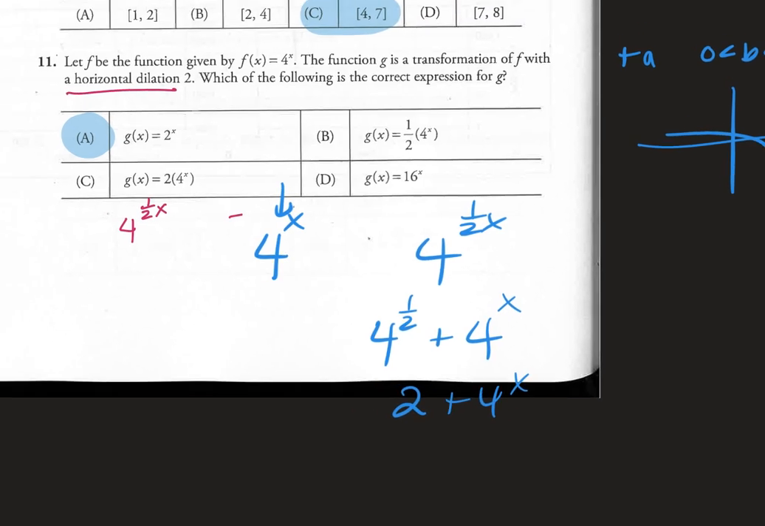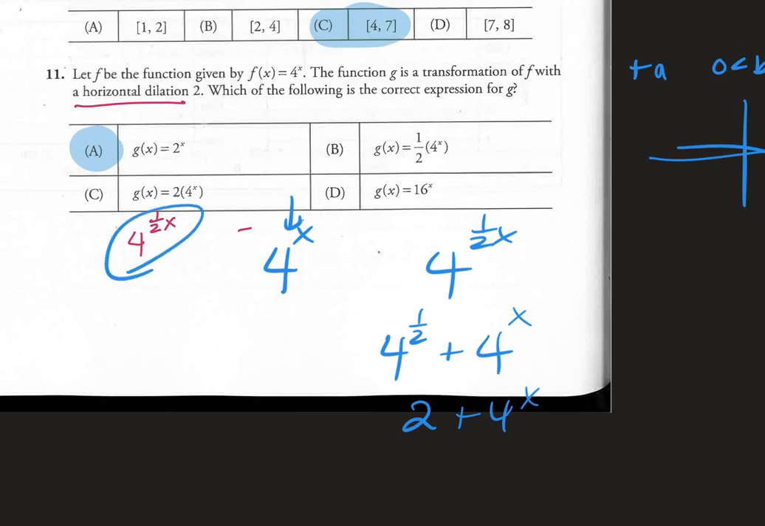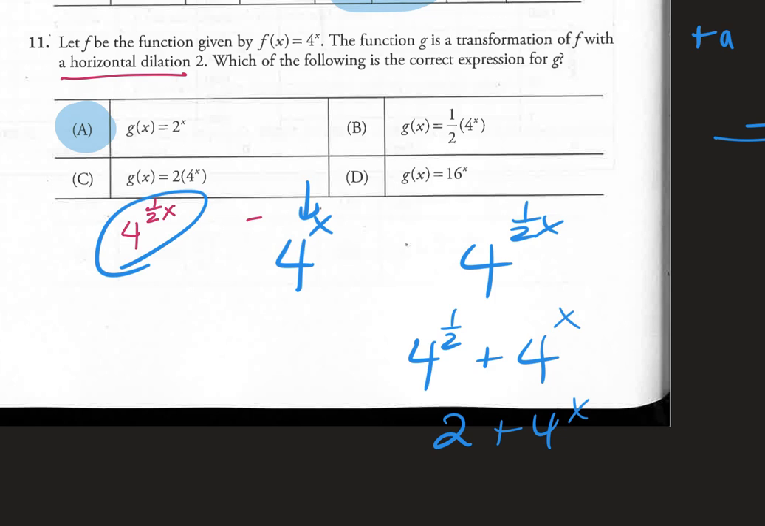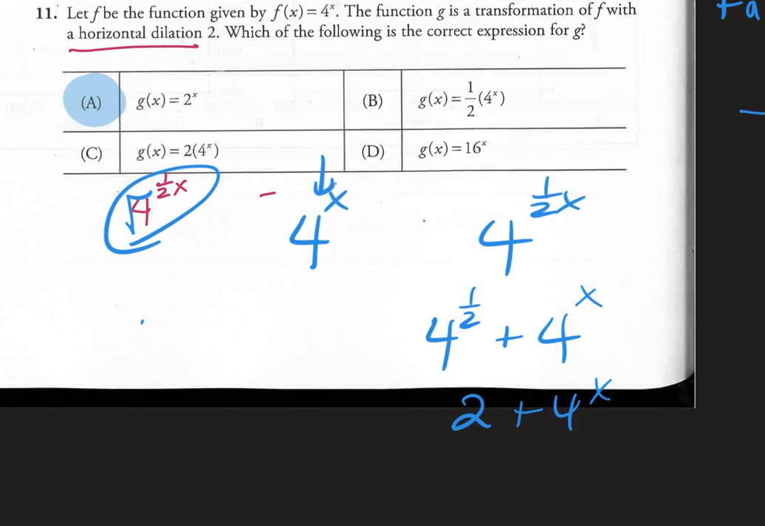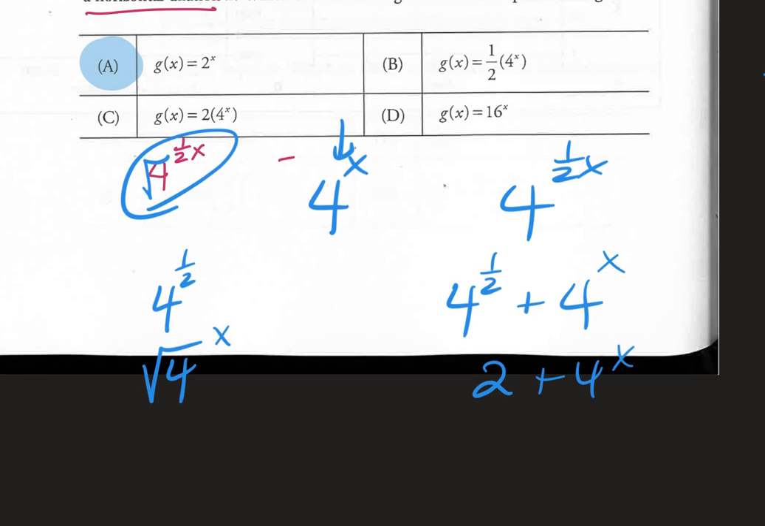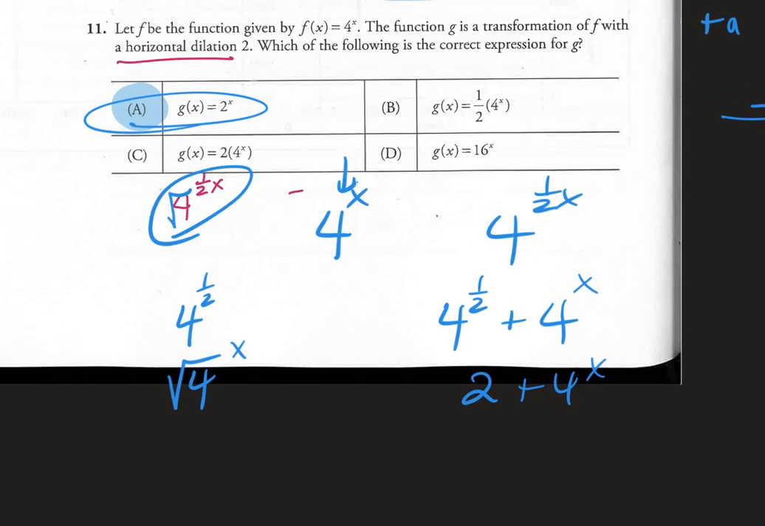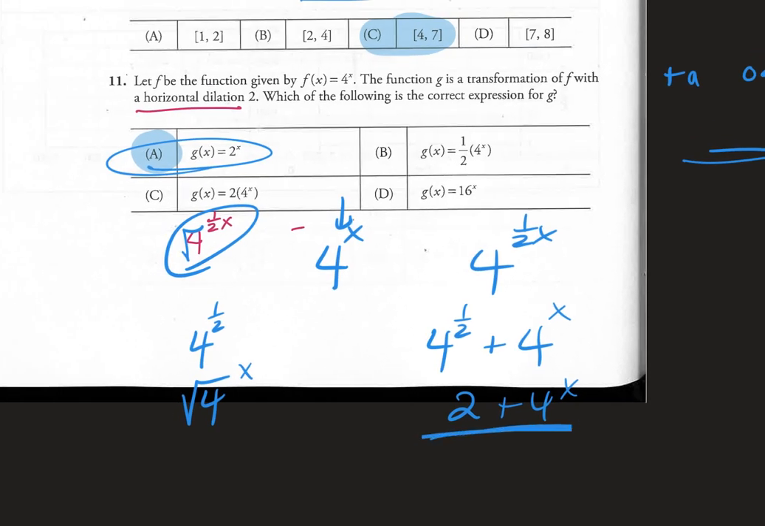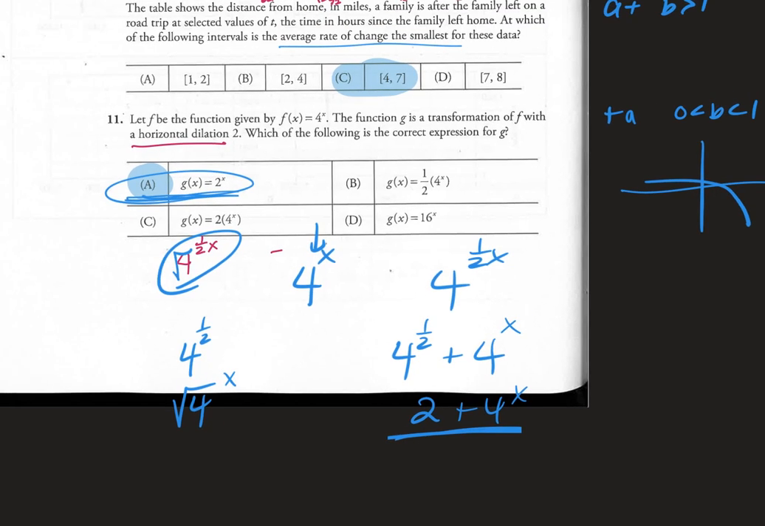Oh, and then that wasn't an option. You had to look at it a different way, which was this. You could literally have taken the 4 and square rooted it. So that's how else it could have happened. 4 to the 1/2 was the square root of 4 raised to the x, and that's the option that was there, A. So this would have represented a vertical dilation. This would have represented a horizontal.